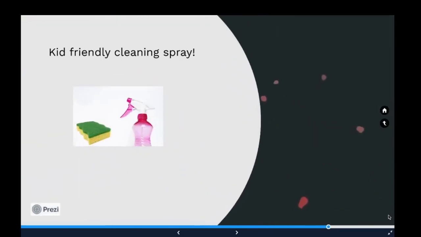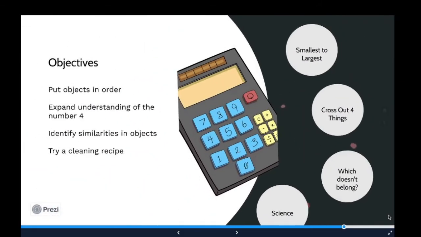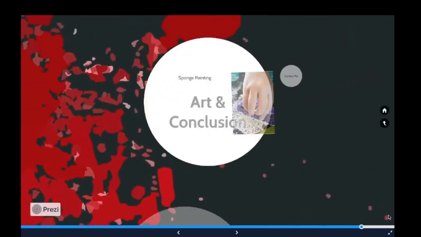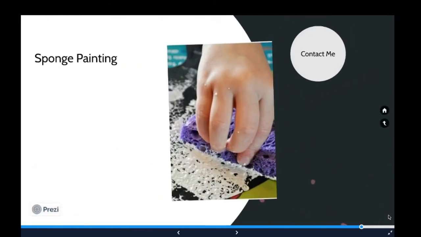And for science, we're going to try a kid-friendly cleaning spray. For art, we're going to be doing a sponge painting.